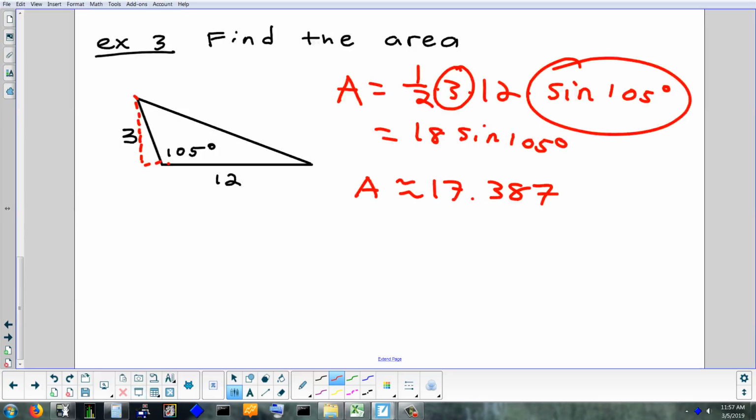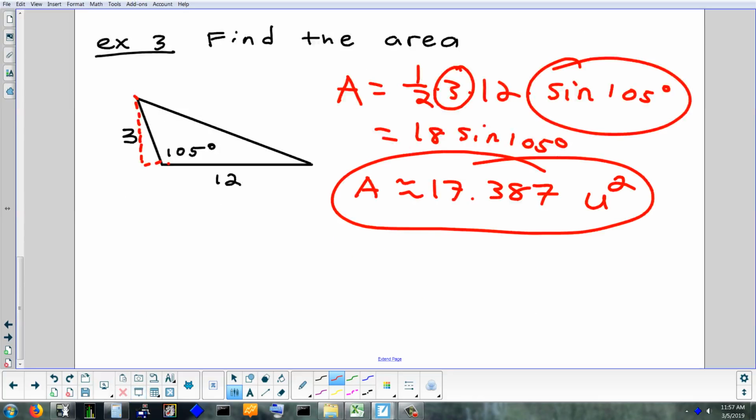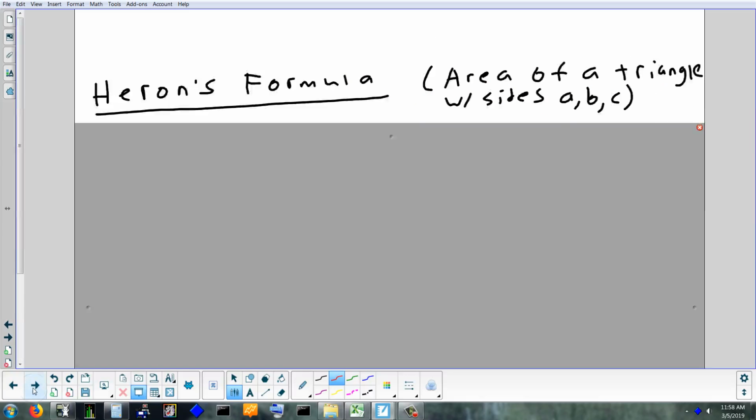Now, because it's an area, just make sure you put square units. If I knew it was inches, I would have put square inches. But that's one way you can find the area of a triangle. Any question on that? Okay. So we're going to do one more finding the area of a triangle, and that's where we'll stop for today.